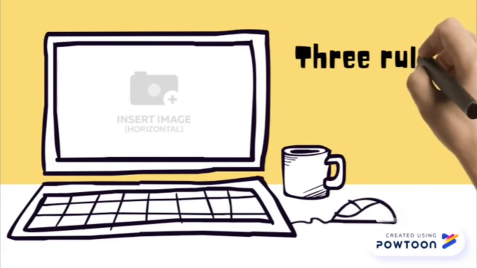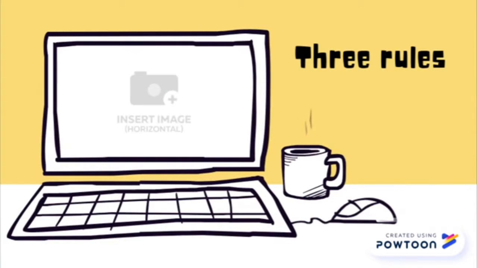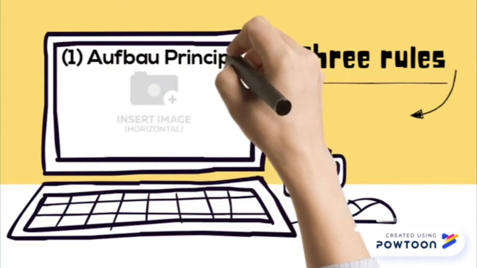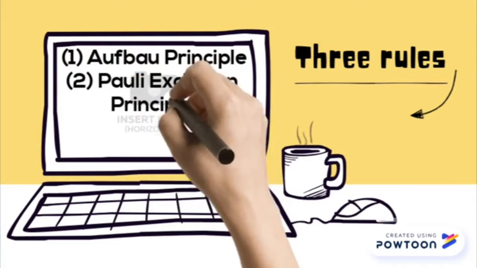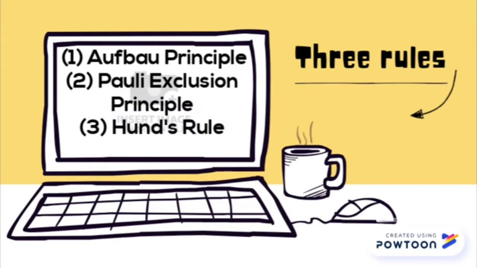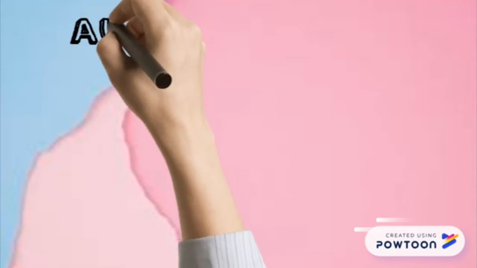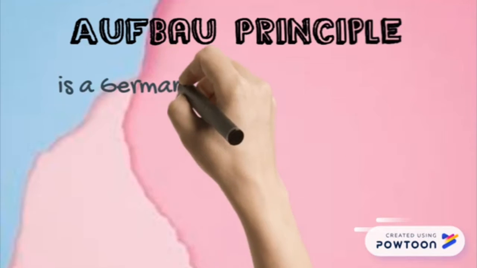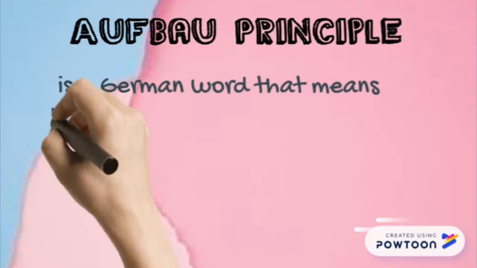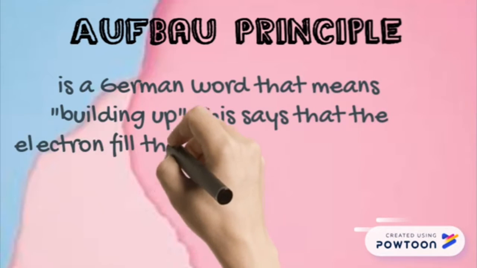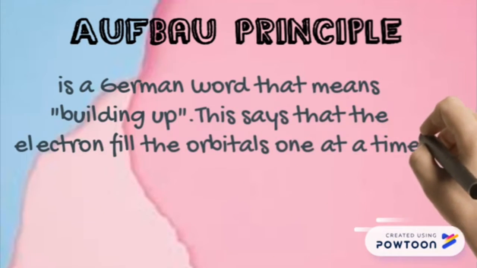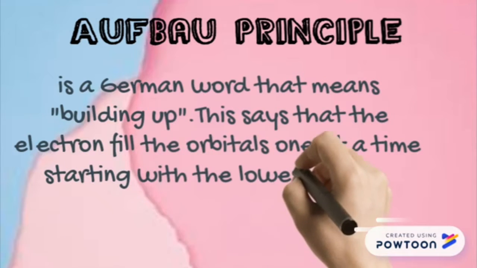So there are three rules of electron configuration. The first one is Aufbau principle, the second one is Pauli exclusion, and the third one is Hund's rule. Aufbau is a German word that means building up. This says that the electrons fill the orbitals one at a time, starting with the lowest energy orbital, then proceeding to the one with the higher energy.